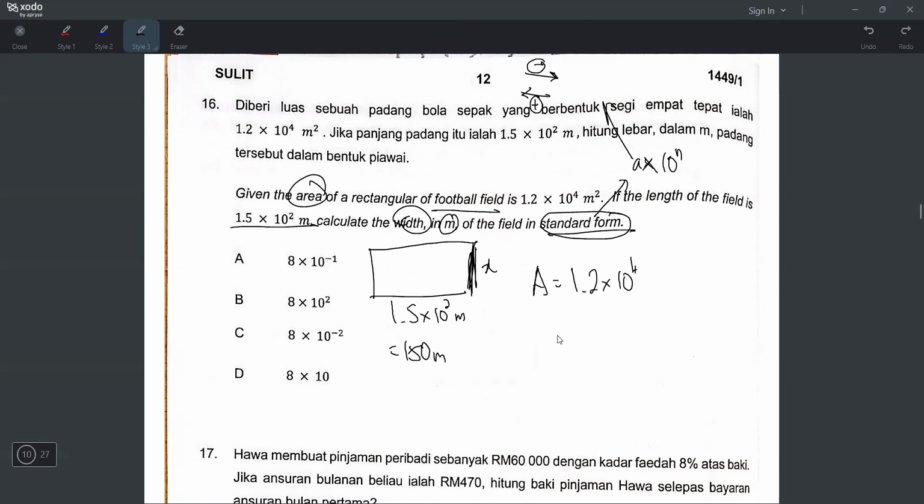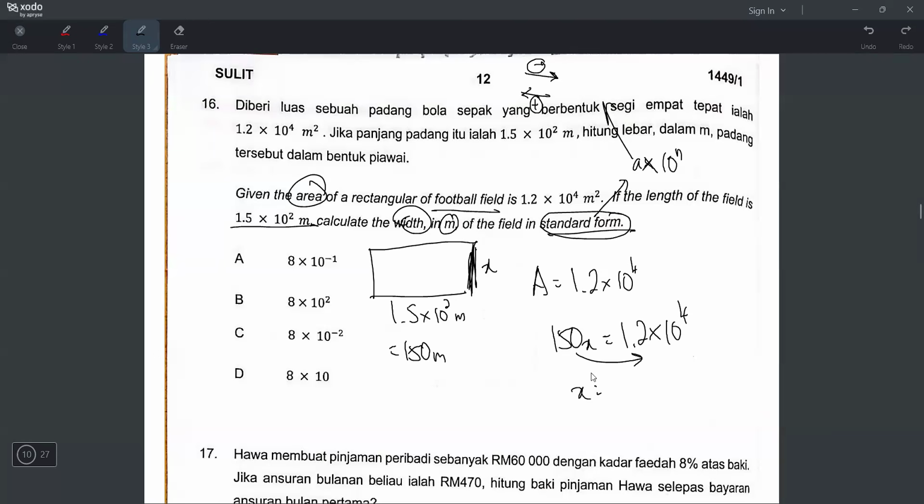Okay. So sekarang kita sudah tahu area is this one, right? So how do you find the width? Actually, area of rectangle is ambil ini darab ni, right? So it means x times 150. So it's 150x equals to this. So to find x, you ambil 1.2 times 10 power 4 divide 150.